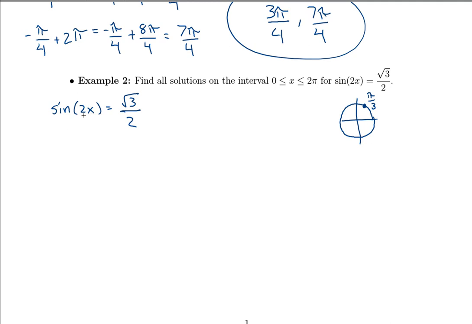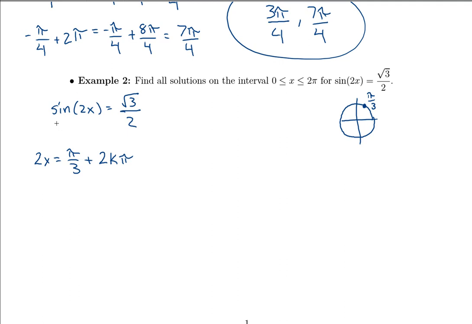So on the one hand, I'm going to say the sine equals √3/2 when the angle, or the argument inside the sine, is pi/3. So what I'm going to do is write 2x equals pi/3 plus, now I know that anytime I add multiples of 2 pi, I end up in the same spot on the unit circle. So I'm going to go ahead and put plus 2k pi, standing for multiples of 2 pi. All right, my 2x equals that.